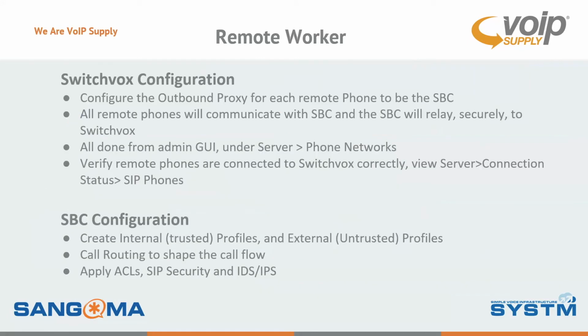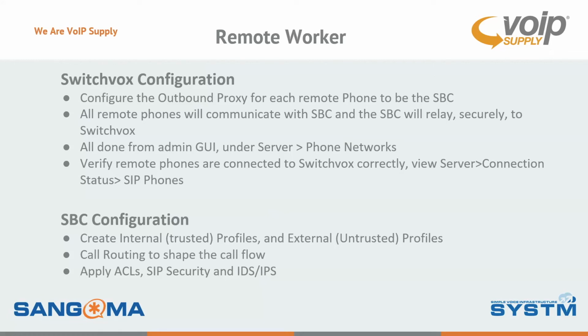Just as a configuration example for remote workers with Switchvox, you would use the outbound proxy setting for the remote phone and send it to the SBC. An outbound proxy setting simply says, well, my SIP server is over here, but go here first. So send it here, but I'm going over there. That's what an outbound proxy is.